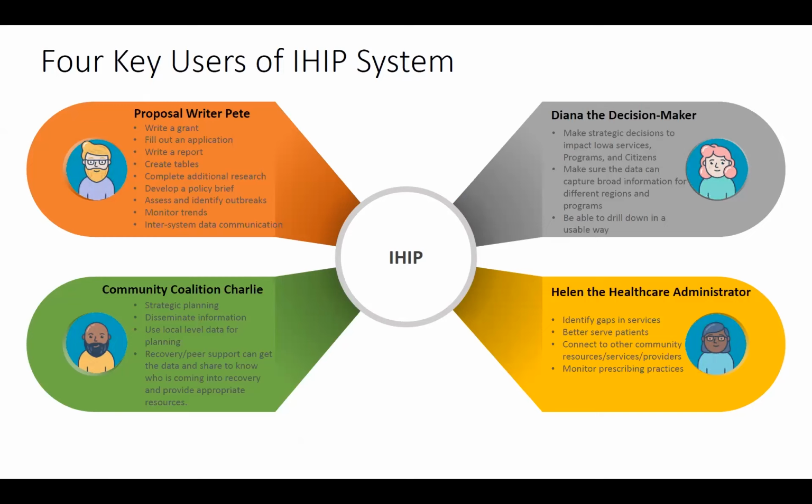And so for every page on the dashboard that we created, for every data element, we went through and said, does this meet the need of Pete? Does it meet the need of Charlie? Does it meet the need of Diana? Or does it meet the need of Helen? Or all of them? But if it didn't meet anyone's needs, it was removed from the dashboard because we wanted this to be a user-driven sort of experience.